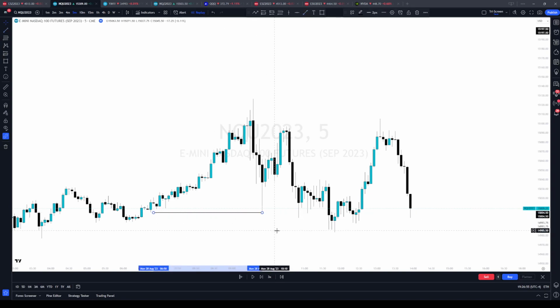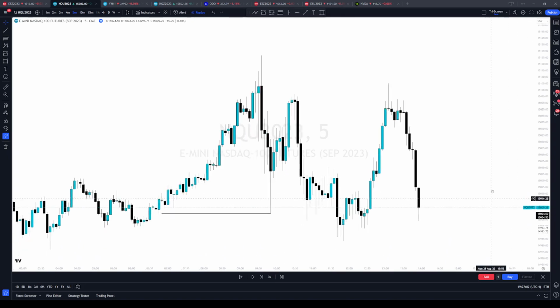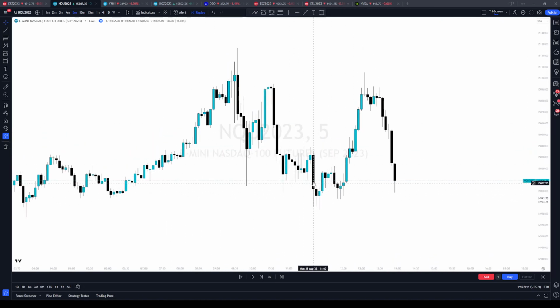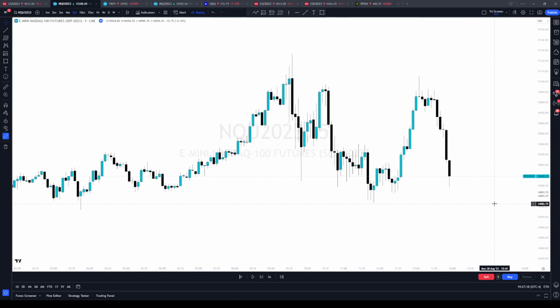For example, we took these equal lows, but then we have this liquidity pool sitting here too, and you notice we take this level plus the equal lows. That's a lot of liquidity taken. So now from here, this is where you can look for a long position with confirmation.